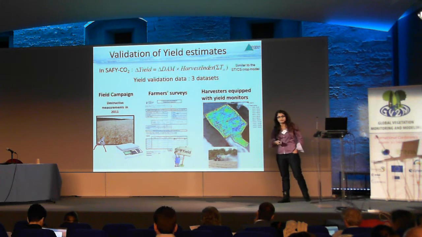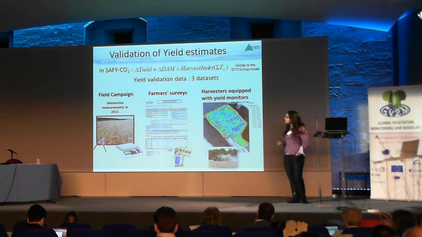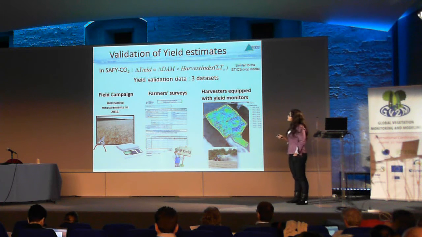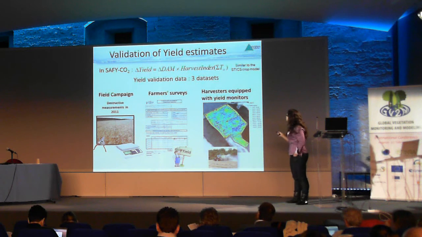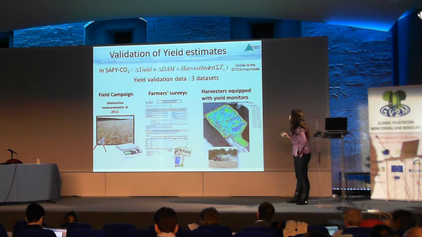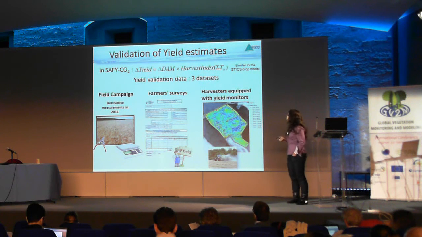So if we go to another part of the carbon cycle, which is the carbon that's exported, in the Ceschia model, we calculate yield from the biomass multiplied by a dynamic harvest index. That depends on a sum of temperature, degree days. It's quite similar to what exists in the STICS crop model.